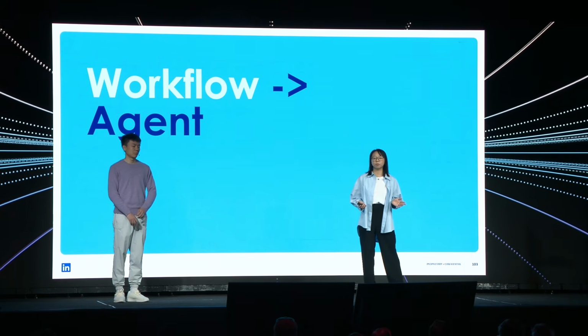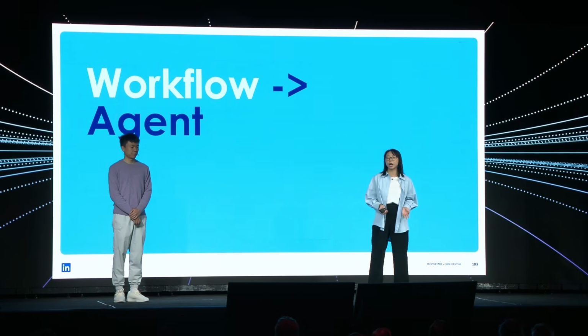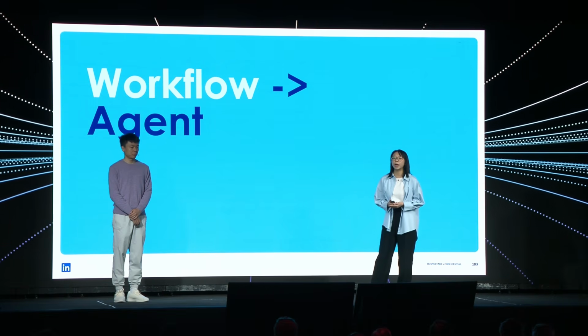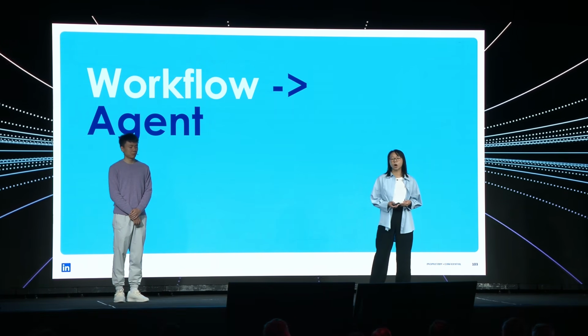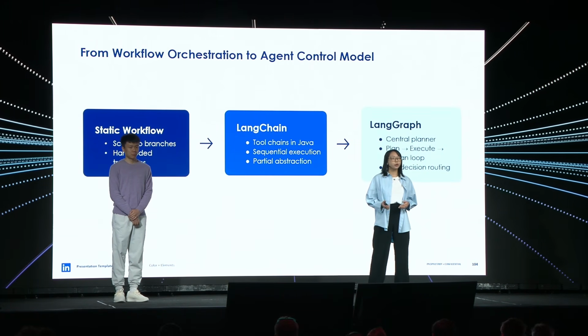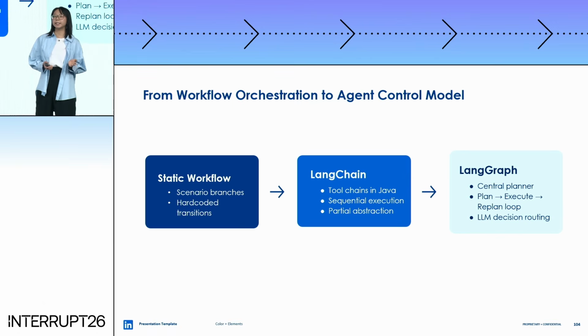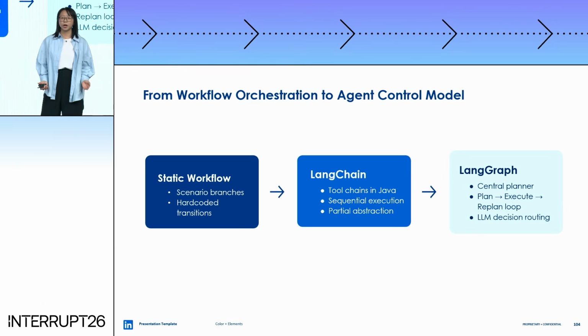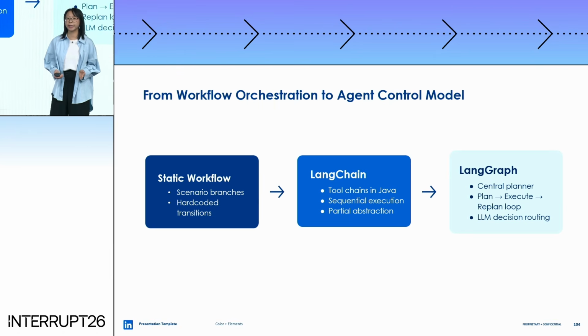Now we have just seen how our hiring agent automated the entire process. We will talk a little bit more about the architecture behind it and how we evolved. We started with a static workflow where we use scenario branches, if this, then that. All the transitions are hard-coded. It works until our system becomes a little bit more dynamic. So we adopted LangChain, where we implement toolchain with sequential execution. While this provides some partial abstraction, it still lacks the dynamic decision-making that we need.